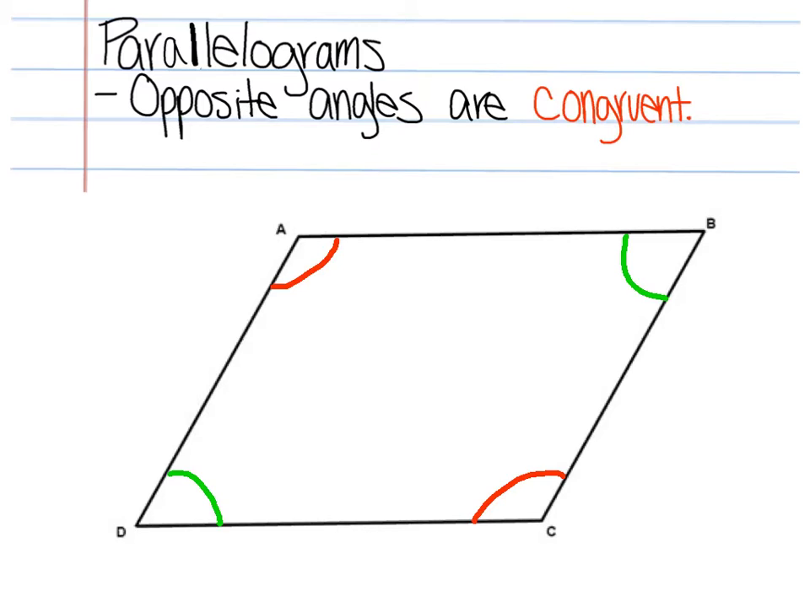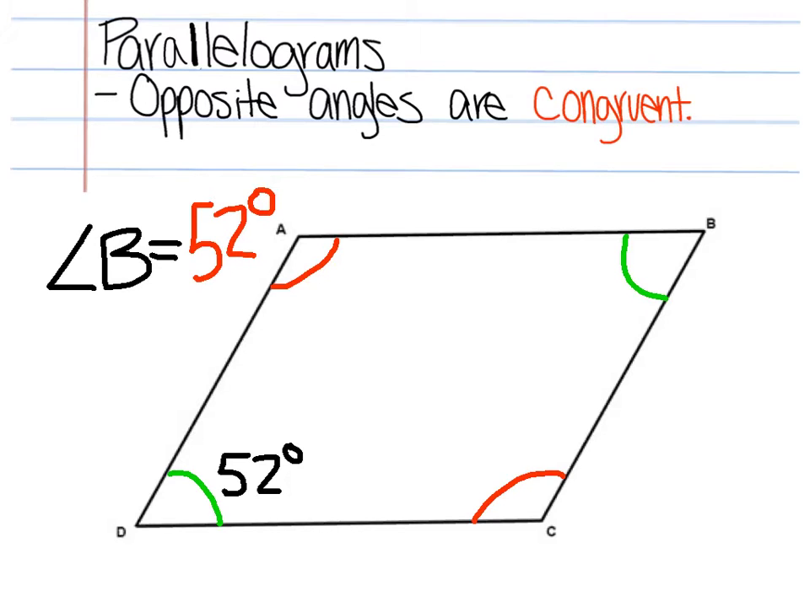Parallelograms have opposite angles that are congruent. So angle D and angle B have the same measure, and angle C and angle A have the same measure. They're just the angles that are opposite of each other in the parallelogram. It means they're going to have equal measures. So if angle D is 52 degrees, what's the measure of angle B? 52. They're going to be the same since they're opposite.